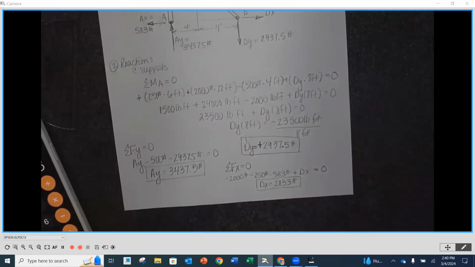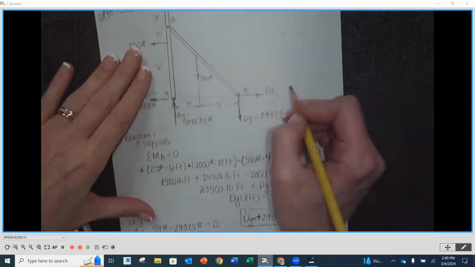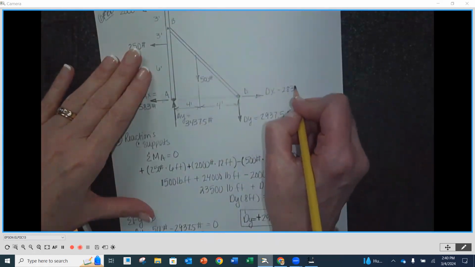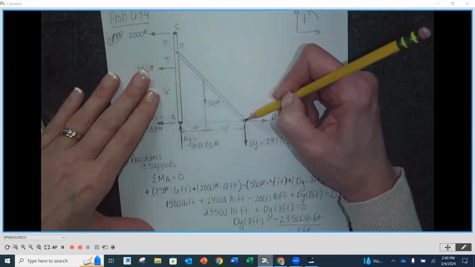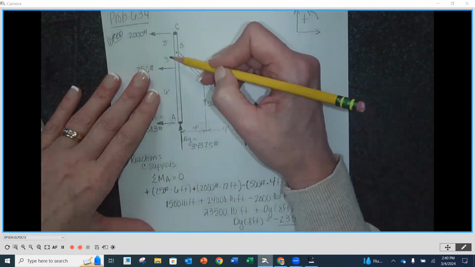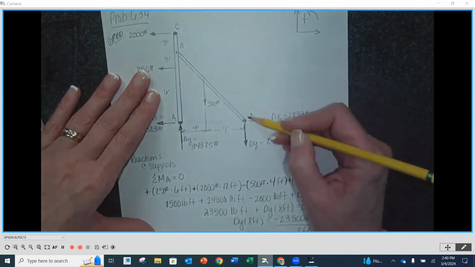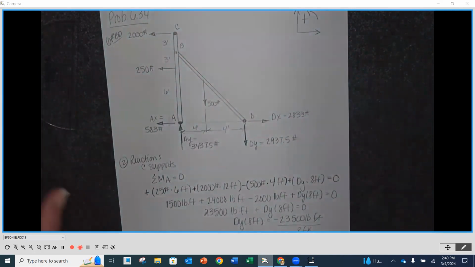Okay. Now we're not done. We have to check for equilibrium on our final member. So I'm just going to write this up here, 2833 pounds. So what we need to do is draw our last member, and then we're going to put our reactions at B, and we're going to put our reactions at D, and we're going to put the 500, and we're going to make sure that everything equals 0.